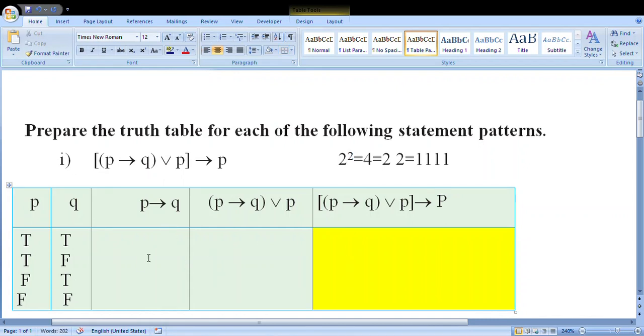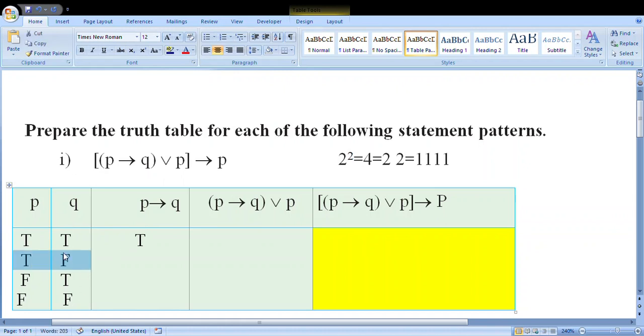Now let us start with the application of the rule. The rule of arrow states that the first part should be T and the next part should be F, then only you are going to write the answer F. So here, first is T, but next is not F, and therefore the answer is T.